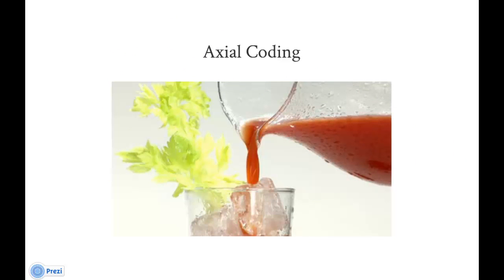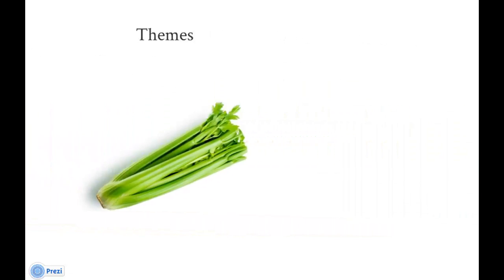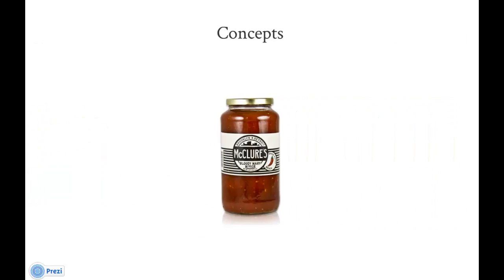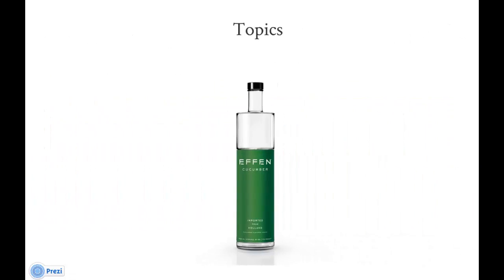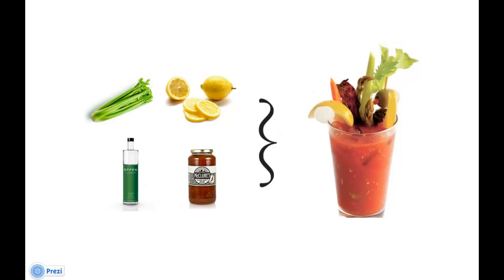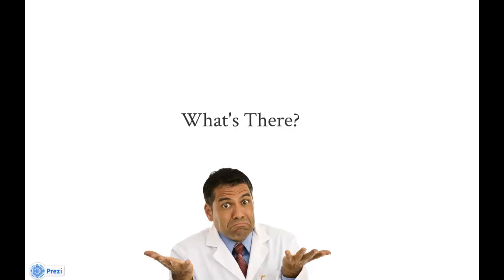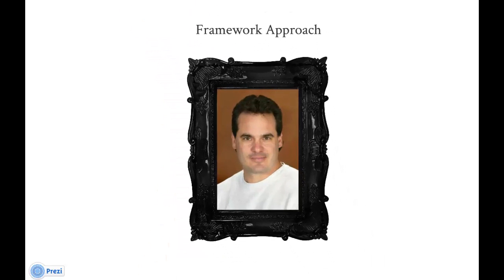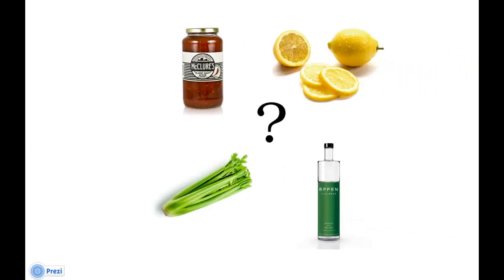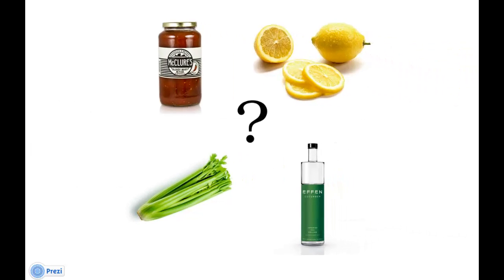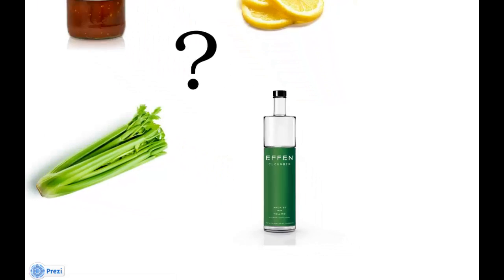So first, you want to open code each interview individually and find all the themes, ideas, concepts, and topics. Then you want to see how those ingredients work together to make the best tasting beverage ever. Now there are two ways to axial code: the what's there approach and the framework approach. The what's there approach is looking at the ingredients and trying to identify relationships between them. Why they taste so good together.